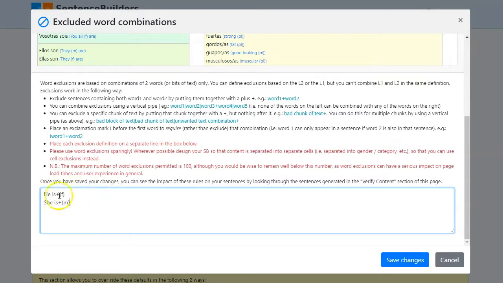Notice that I've used the English side here, because if I put ls and then put the F, that wouldn't find any matches, because the F and the M is actually on the English side. It's in the translation. So currently what that word-based exclusion will do is look for all sentences that contain both he is and brackets F and rule them out, so they're not used for any of the activities. And the same with she is and brackets M. So we'll save the changes there.